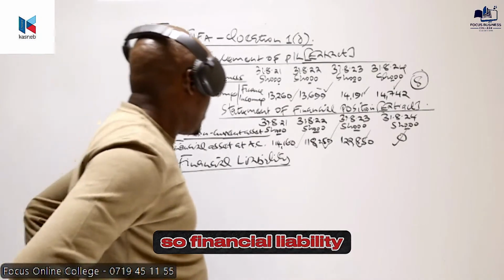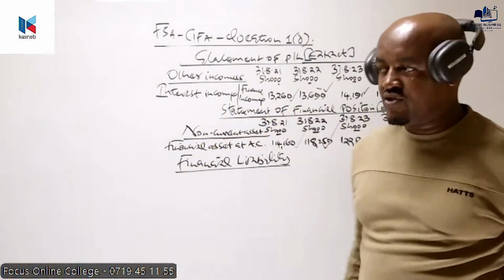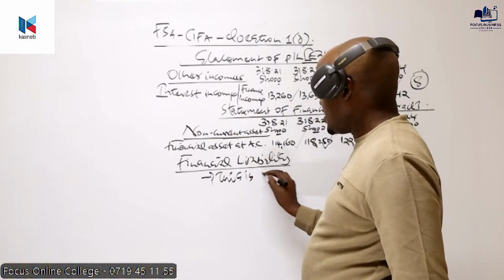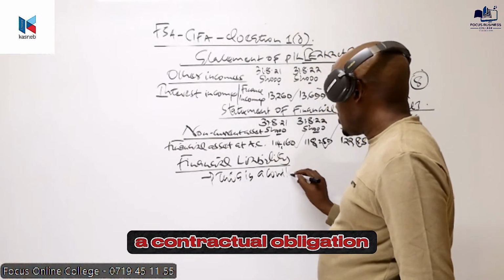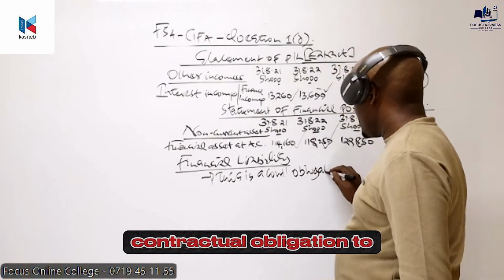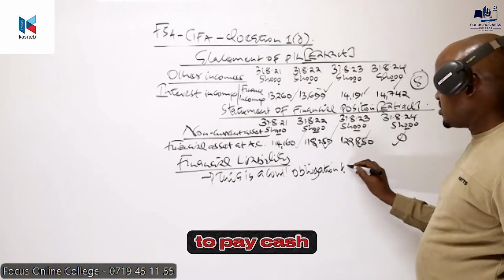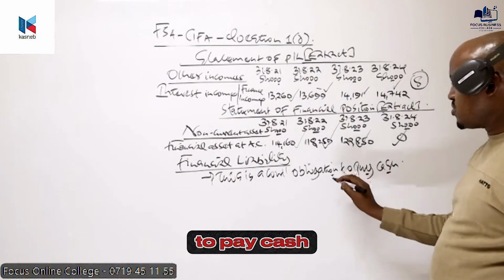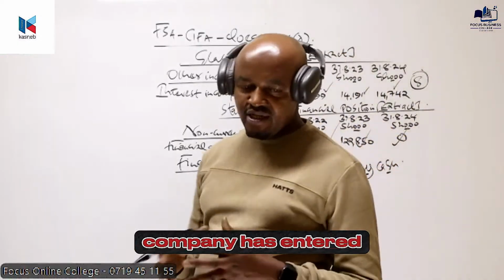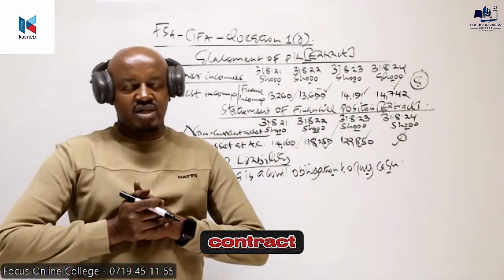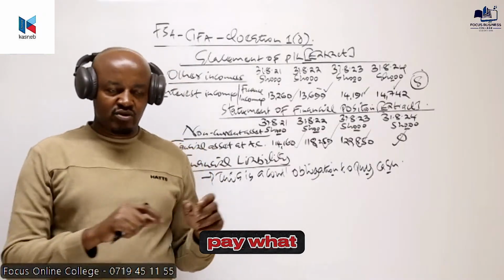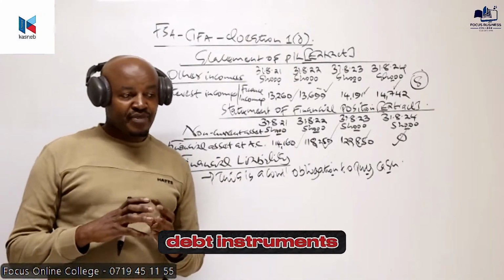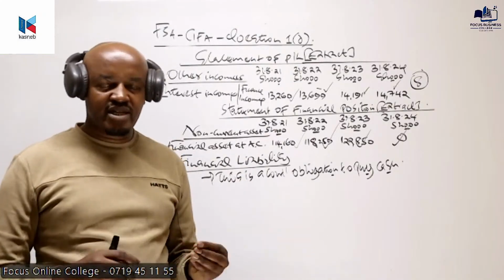Yes. So financial liability. What is a financial liability? A financial liability, basically, we can say that this is a contractual obligation to do what? To pay cash. So here, a company has entered into a contract, and in that contract, the company has an obligation to pay what? To pay cash.